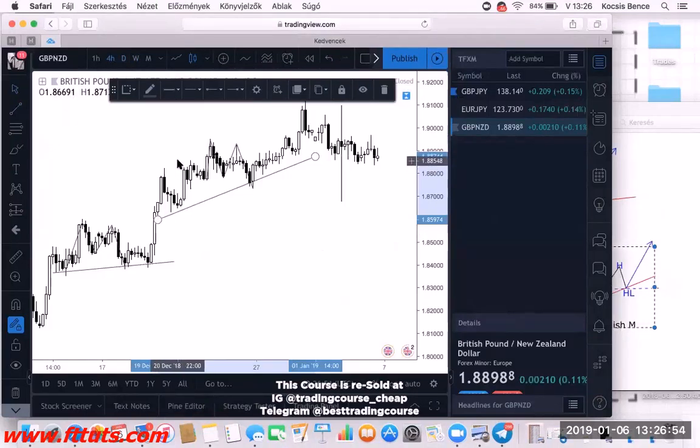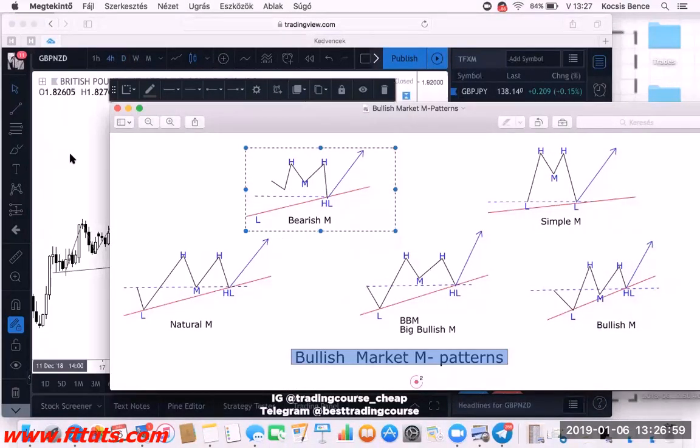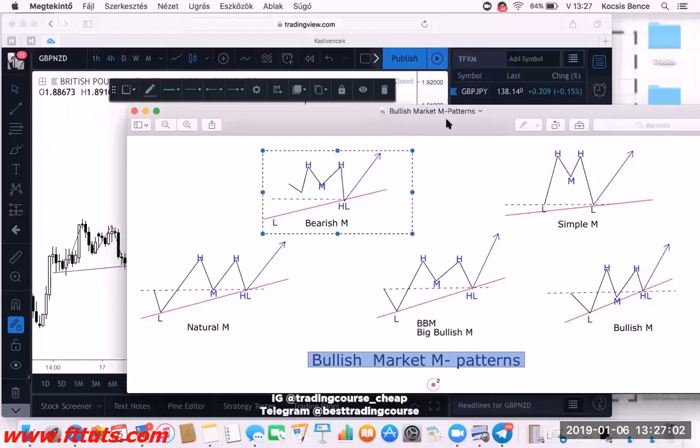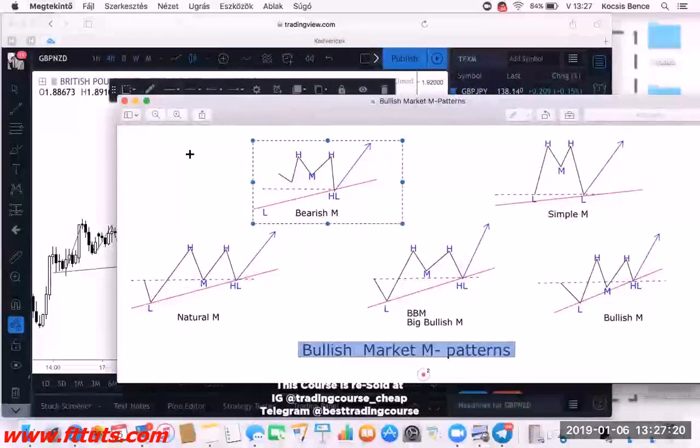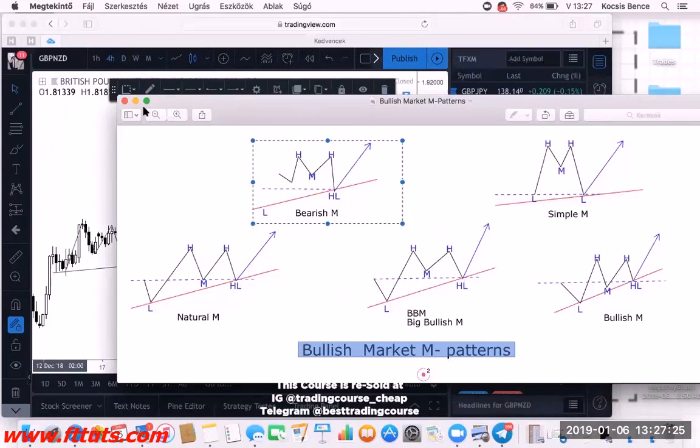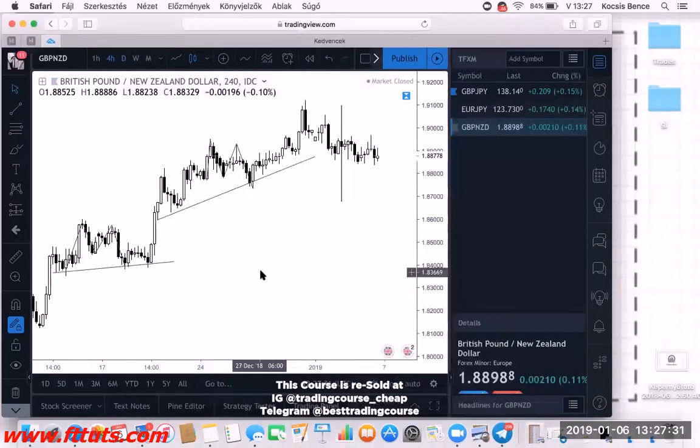So we can find here a small consolidation. So this is the bearish M. Up, down, up, down, up, down, up, down, and it's connecting with the trend line. Okay, so we found all of the patterns on the chart from the M's. So let me try to find reversal patterns.